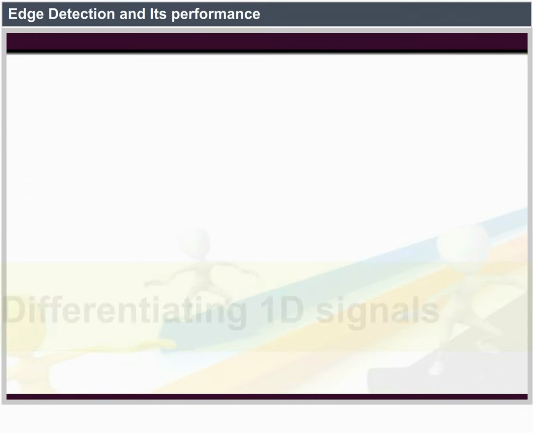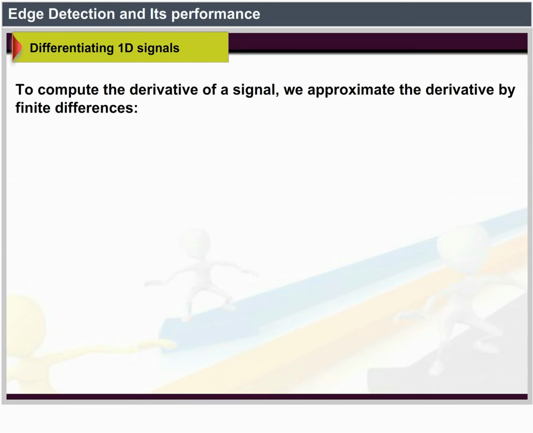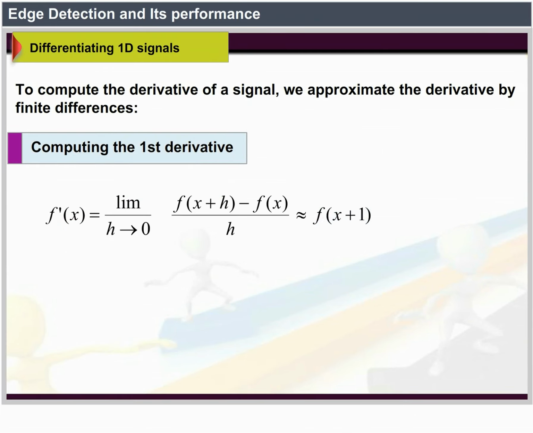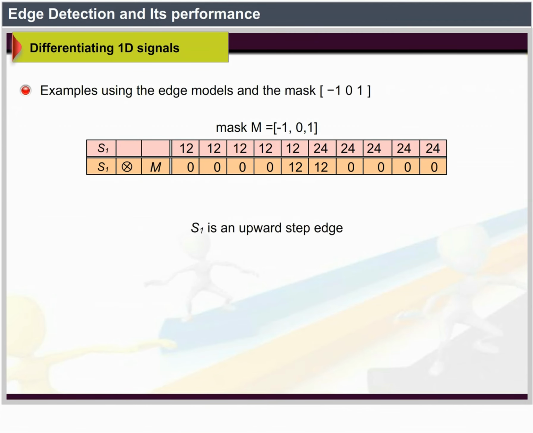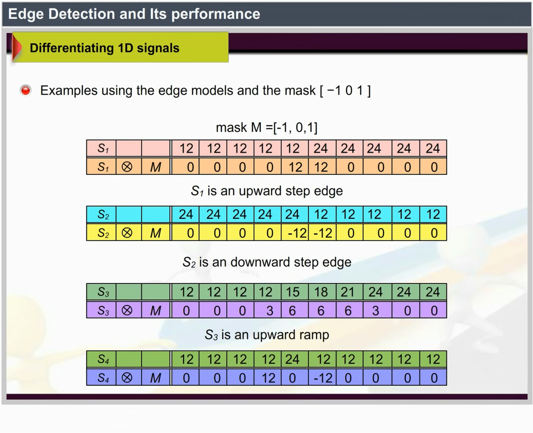Differentiating 1D signals. To compute the derivative of a signal, we approximate the derivative by finite differences. Computing the first derivative: the equation is seen on the screen. We will now see some examples using the edge models and the mask -1, 0, 1.